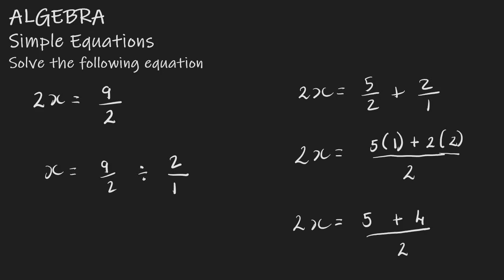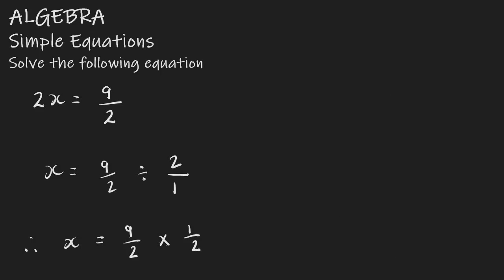When dividing fractions, I flip my second fraction and change my division sign into a multiplication sign. Therefore, x is equal to 9 over 2. I flip my second fraction, 1 over 2, and I change my division sign into a multiplication sign. Multiplying fractions, we multiply our numerators and multiply our denominators. x is equal to 9 times 1 over 2 times 2.